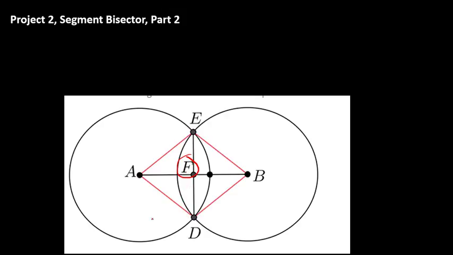Now they say, if we can show that the triangle AEF right here is congruent to this other triangle BEF right here, then that's going to help us achieve our overall goal, which is to show that line segment DE is a segment bisector of AB. So, think about all that information for a moment, make sure you understand it.